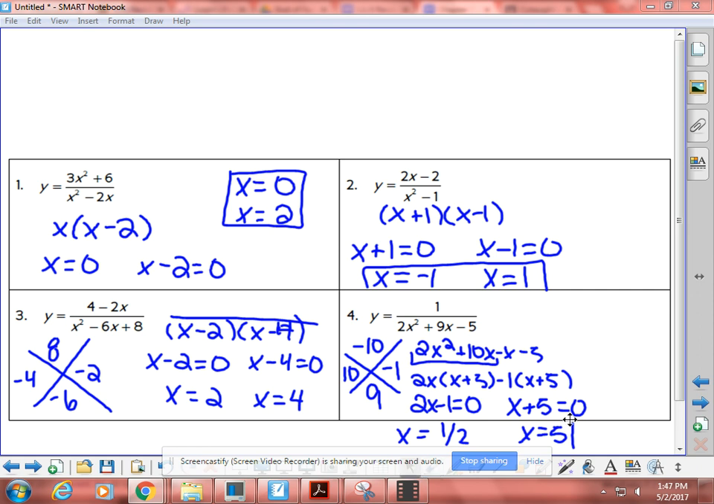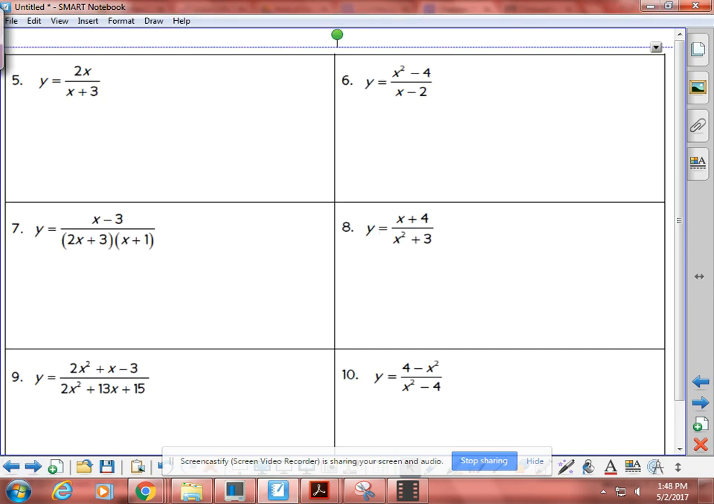Okay, so that is the first 4, just setting the denominator equal to 0. Looking through the next ones, you're looking for holes and asymptotes. Asymptotes are when you can set the denominator equal to 0, and holes are when you can remove something from it. So in number 5, there's nothing that I can remove from this, so I'm just going to set that equal to 0, and I get x equals negative 3, and that's an asymptote. And there are no holes because there's nothing that I can remove from that.